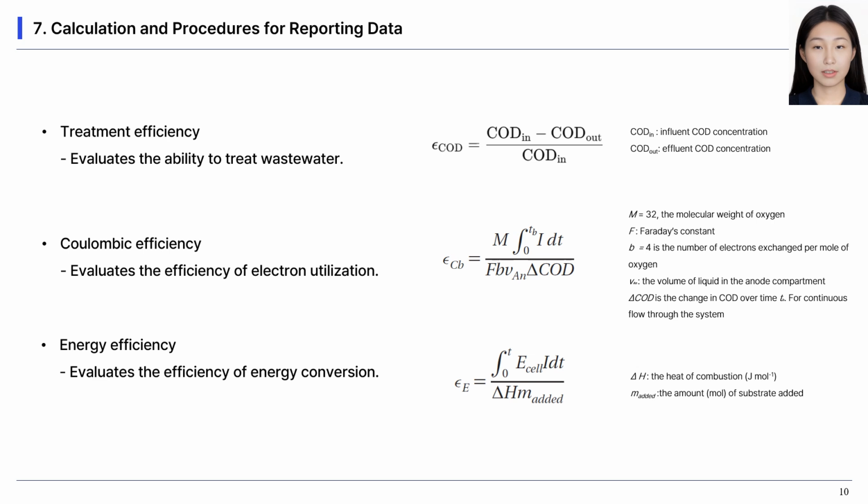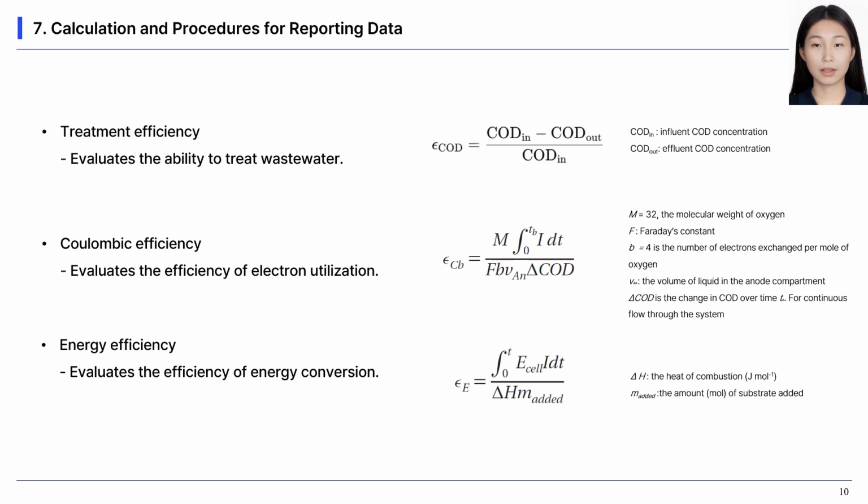Besides, there are various metrics for evaluating the performance of MFCs. The first metric is coulombic efficiency. This measures how effectively the electrons released by the substrate are captured and converted into current. Coulombic efficiency is calculated as the ratio of actual current output to the theoretical maximum based on the substrate's oxidation. A high coulombic efficiency indicates that the system is effectively utilizing the electrons generated by the bacteria.